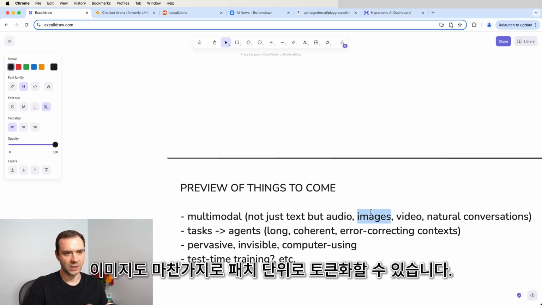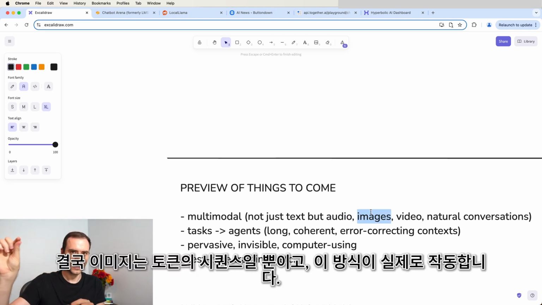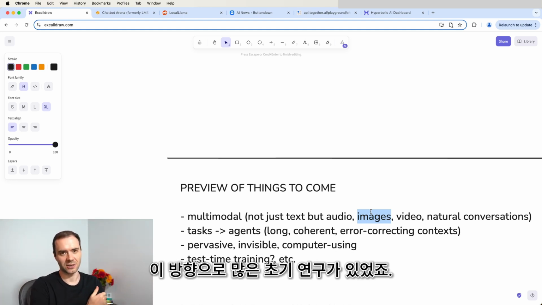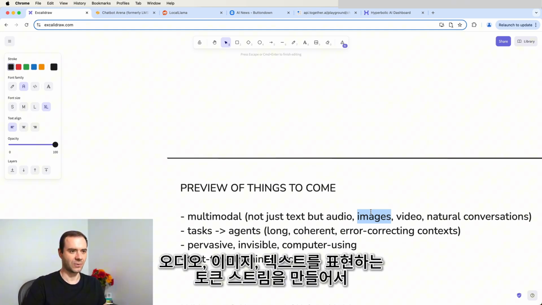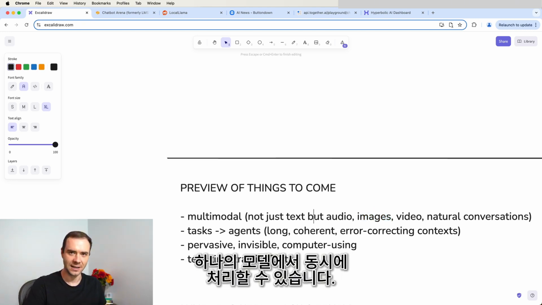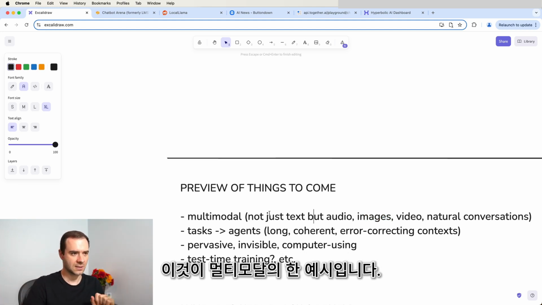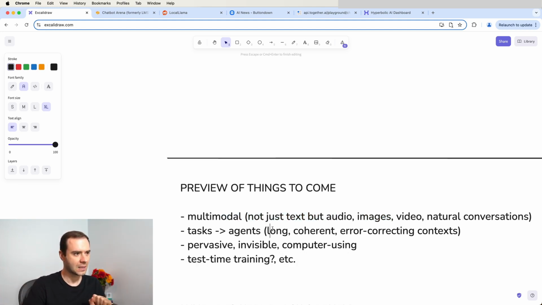The same for images. We can use patches, and we can separately tokenize patches, and then what is an image? An image is just a sequence of tokens. And this actually kind of works, and there's a lot of early work in this direction. And so we can just create streams of tokens that are representing audio, images, as well as text, and intersperse them and handle them all simultaneously in a single model. So that's one example of multimodality.